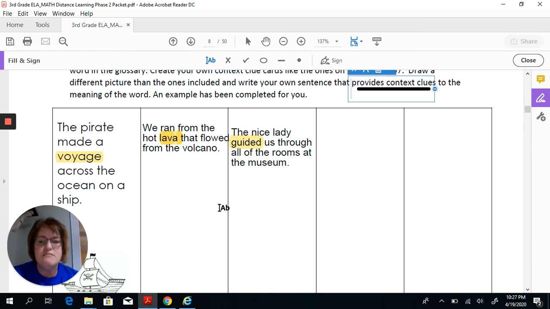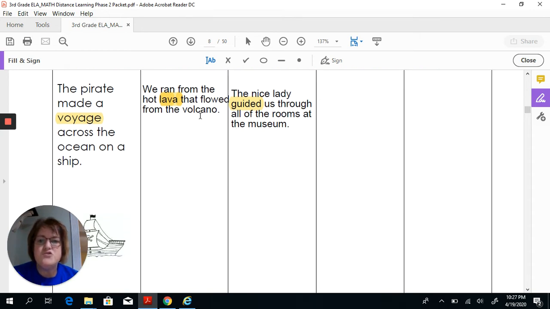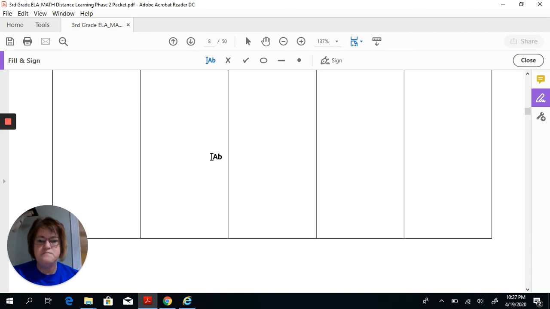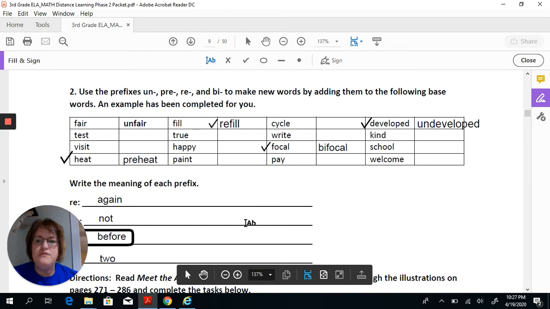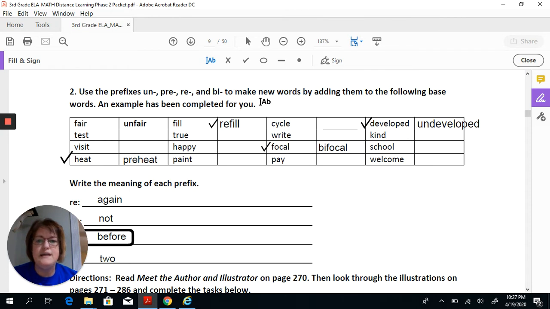So boys and girls, this sort of gives you a head start. And yes, you may use the ones that I came up with here as well, but draw a picture that goes with it, just like the context clue cards that are in your reading books. Okay, now moving on to number 2, you are to use the prefixes un, pre, re, and by to make new words by adding them to the following base words. Now, just to remind you, a base word is another name for the root word or the main part of the word.